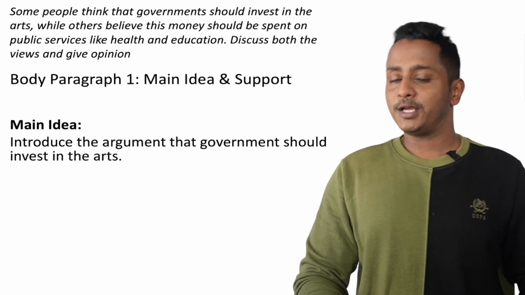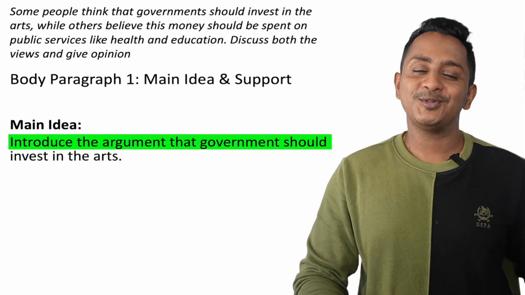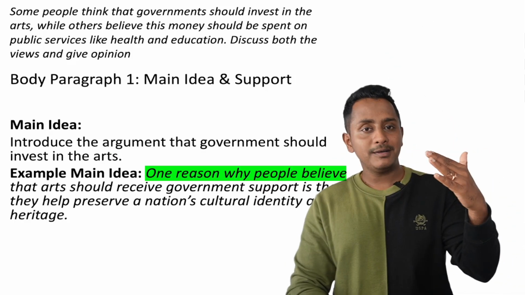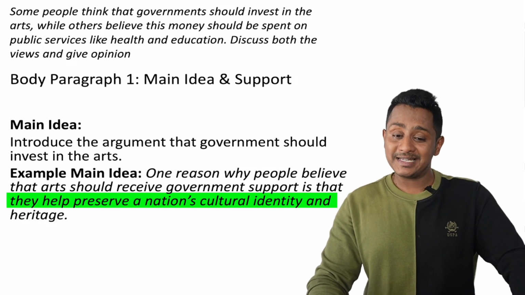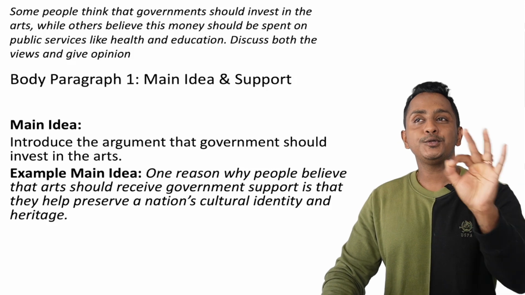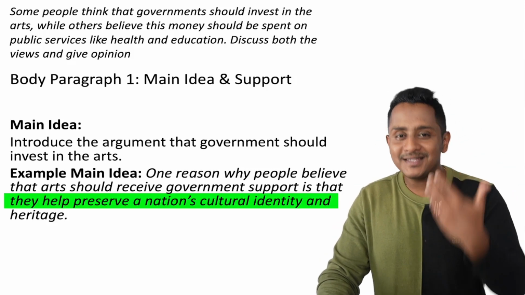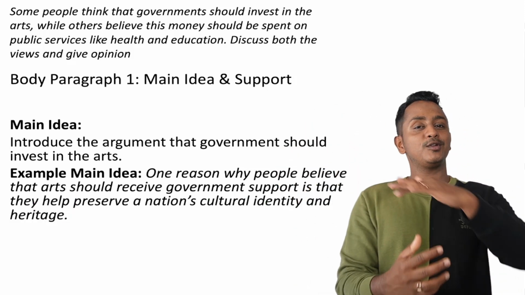Now let's understand how we plan for this particular question. For the second paragraph, the main idea is to introduce the argument of why government should invest in the arts. Why do you think government should invest in the arts? One reason why people believe that arts should receive government support is that they help preserve a nation's cultural identity and heritage. This is the answer to the question. This is what I'm going to put in the first line.